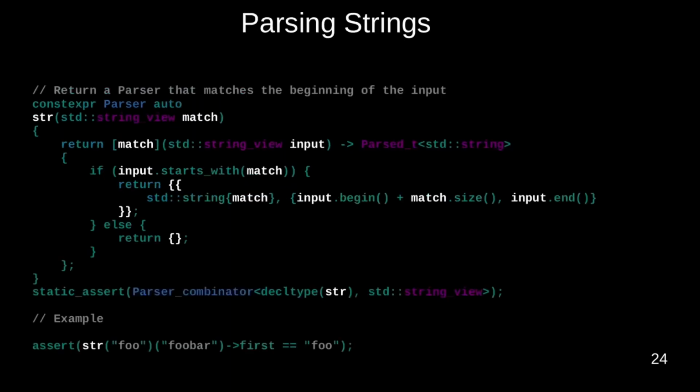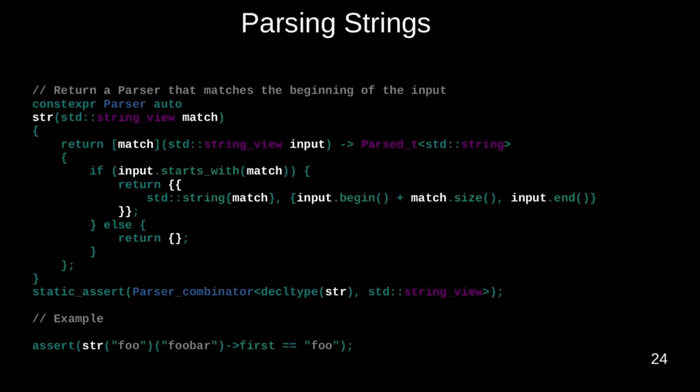And let's look at an example. So suppose you want to parse an input that should start with a certain string. Then it could be useful to create a parser for just that particular string. And that we can do with this function str. It takes a string view of the thing you want to match. It doesn't return a parsed thing. It returns this lambda. So it returns a parser, which just captures that string you want to match so that later when you call it, it will just check if the input starts with that match. That's what we want to see, so we return that successfully, otherwise we fail.